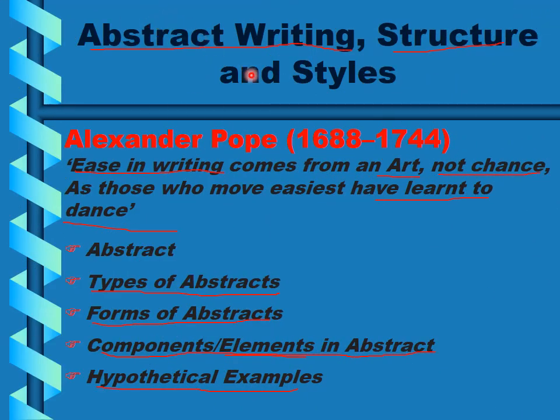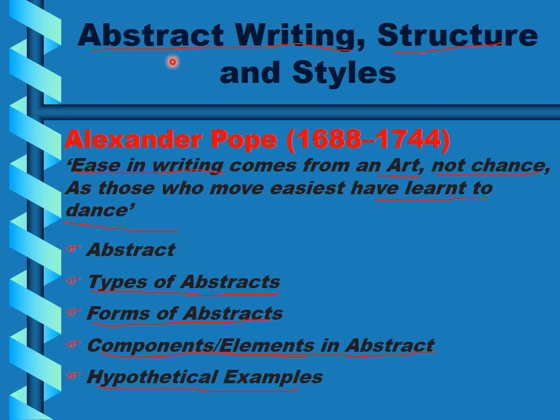In academic writings, as we said, we summarize our information using an abstract. So the structure and styles on how an abstract is properly written to portray most of the characteristics and elements that an abstract should contain is the point of our today's discussion.